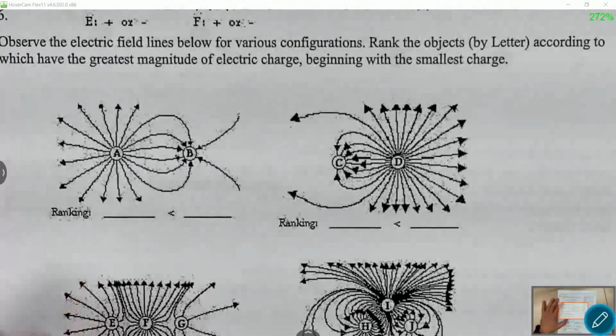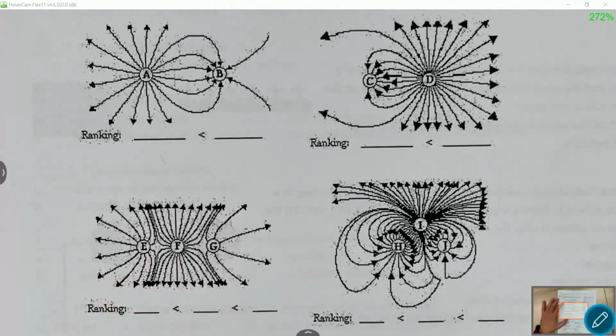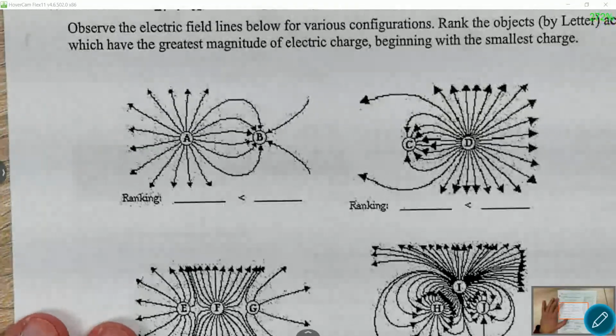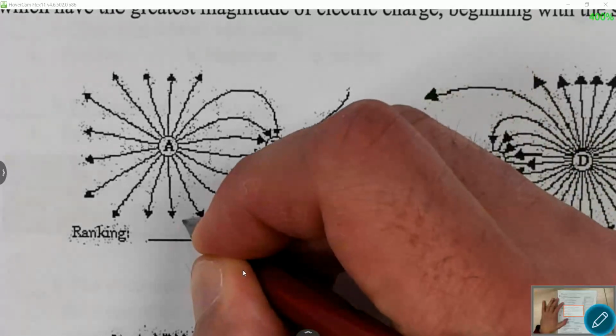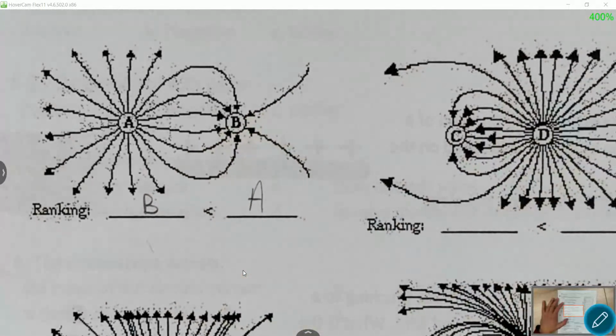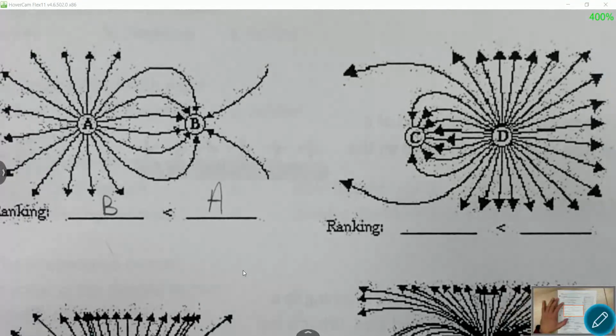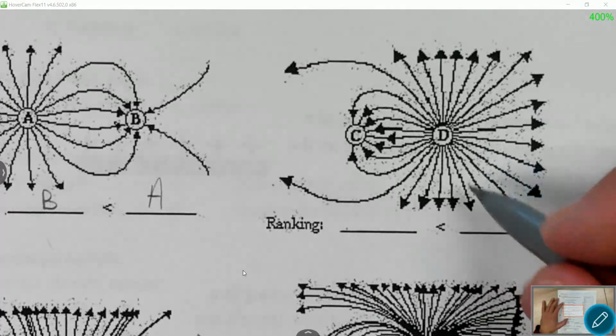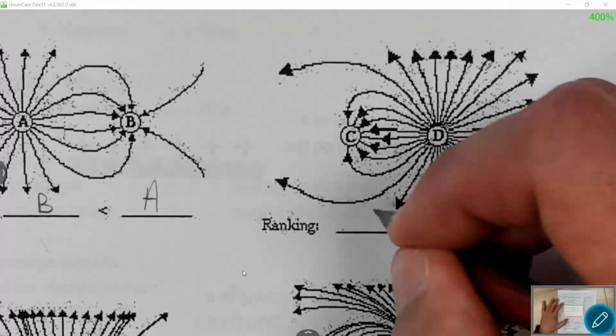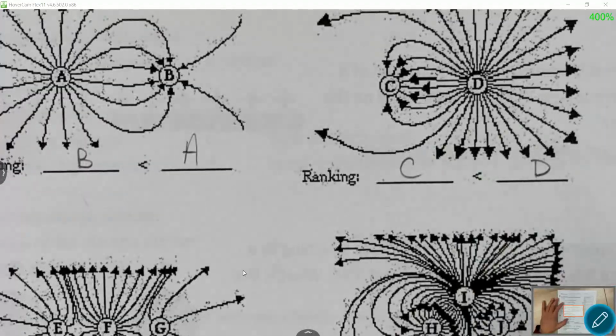All right. And then this one, they just want you to rank them based on their strengths. So the stronger the charge, the more electric field lines that are going to be radiating out of it. So who is going to be stronger, A or B? A. Yeah, so the stronger one is going to go to the right side, the weaker one to the left. Who's stronger, C or D? It doesn't matter who's positive or negative, just who's stronger, who has more lines. D has more lines, so it's stronger. D is more and C is weaker. Good.